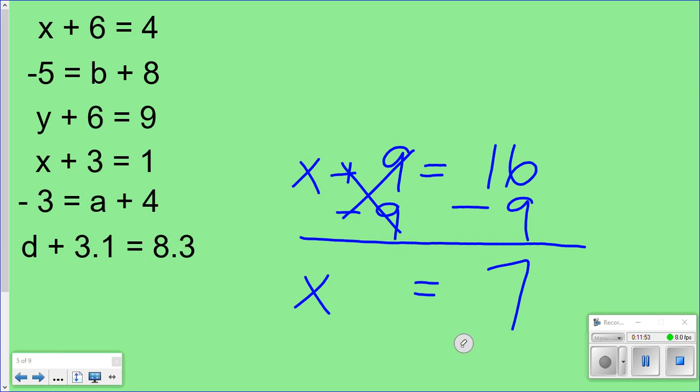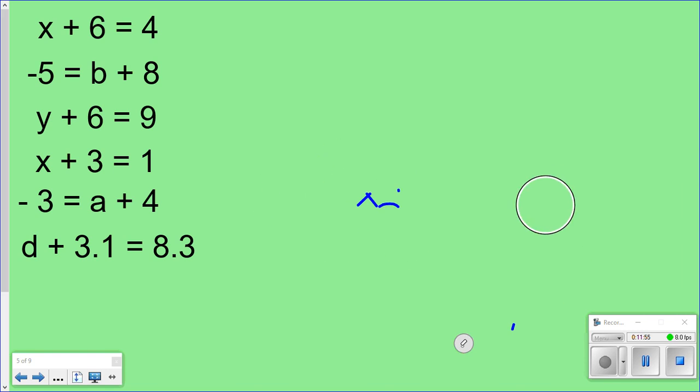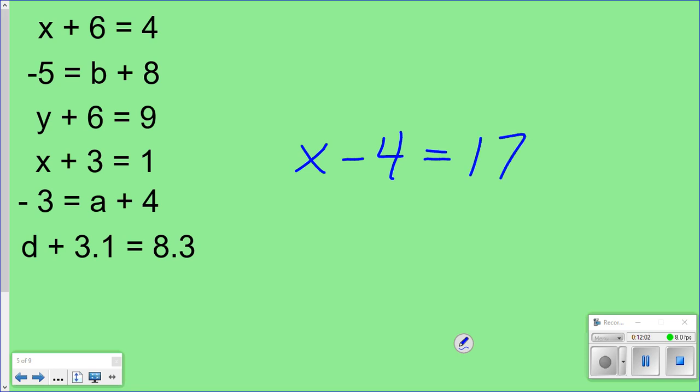So let's try one with subtraction in it now. So let's do x minus 4 equals 17. Now before we do anything, I need to cancel what's out on this side. So if I'm subtracting 4, how am I going to cancel that? I'm going to add 4. So you're not always going to be adding. You might be subtracting or adding, depending on what's going on here. So if you're minus 4, you're going to add 4. So we just need to get it canceled out.